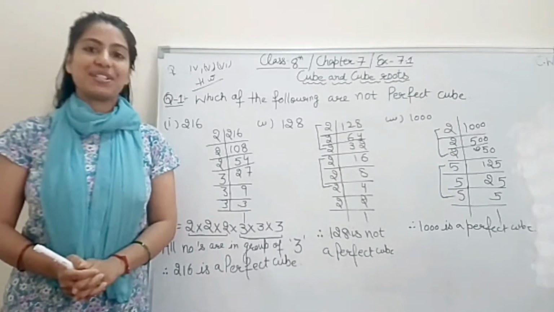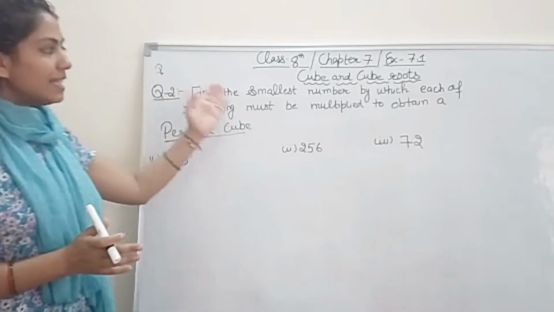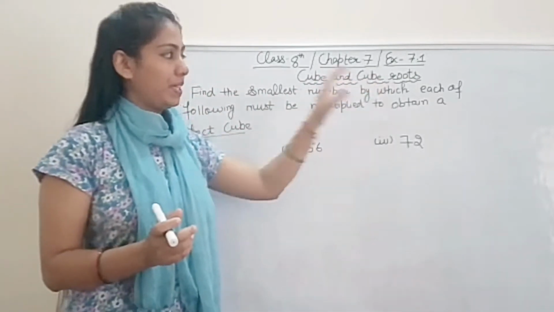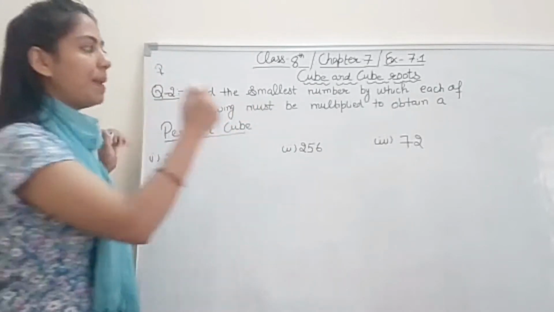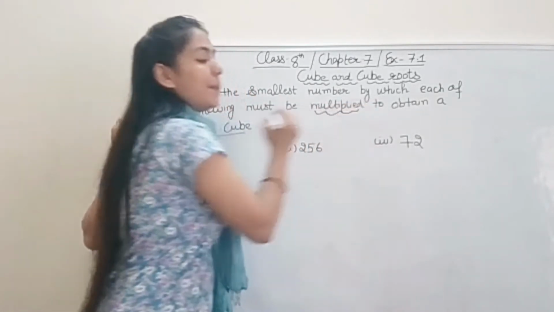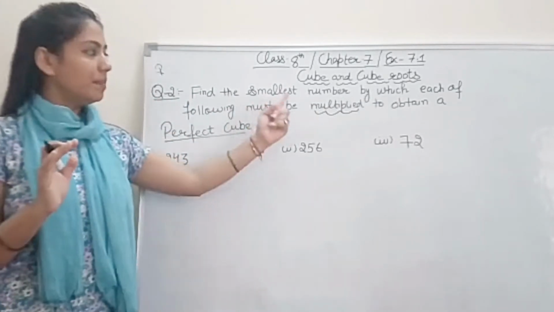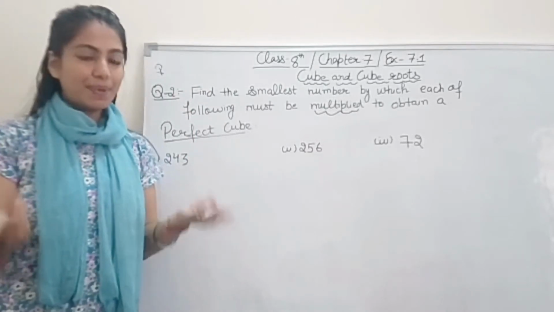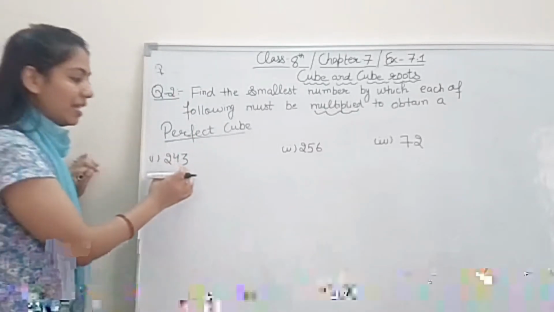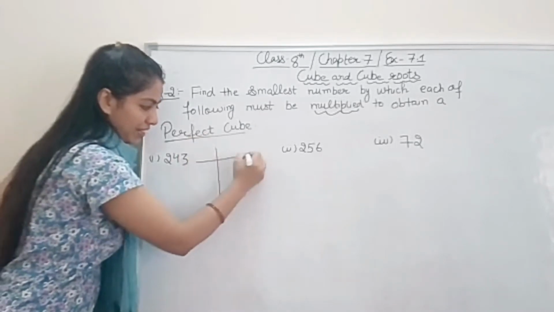Now coming to our question number 2. Student, find the smallest number by which each of the following must be multiplied to obtain a perfect cube. Very simple. Multiply means what number we will add. Again we need to check the prime factors for this number with the help of prime factorization.